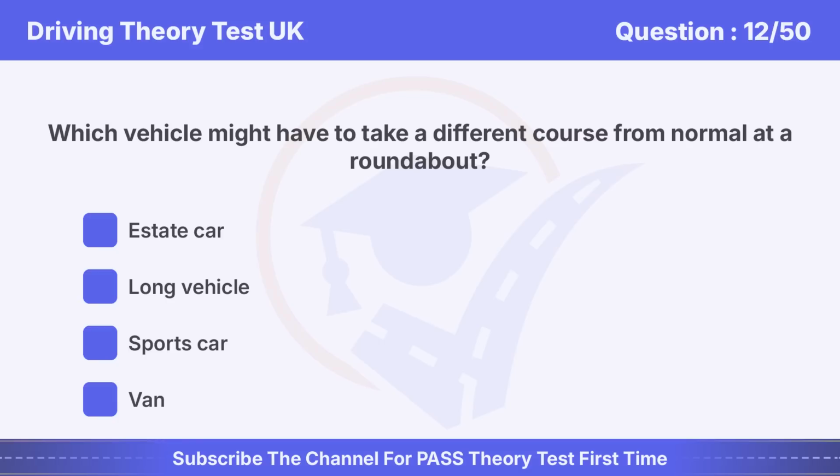Question 12. Which vehicle might have to take a different course from normal at a roundabout? Option A, estate car. B, long vehicle. C, sports car. D, van.